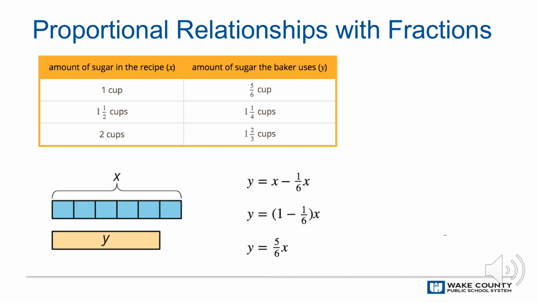The amount of sugar the baker actually uses, Y, is proportional to the amount of sugar called for in the recipe, X. The constant of proportionality is 5/6. Another way to write this equation is Y equals 0.83x with a repeating bar over the 3. The line above the 3 tells us that if we use long division to divide 5 divided by 6, we will keep getting the answer 3 over and over. This is an example of a repeating decimal.